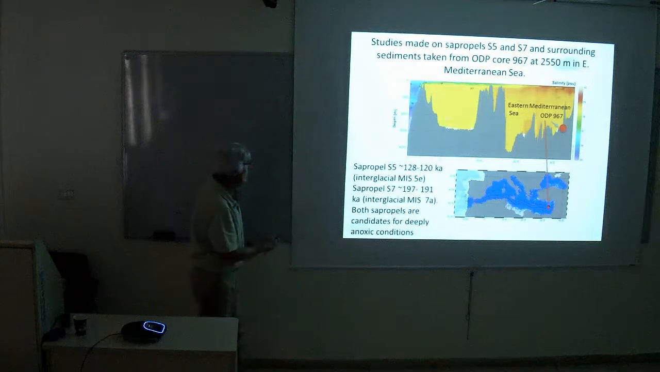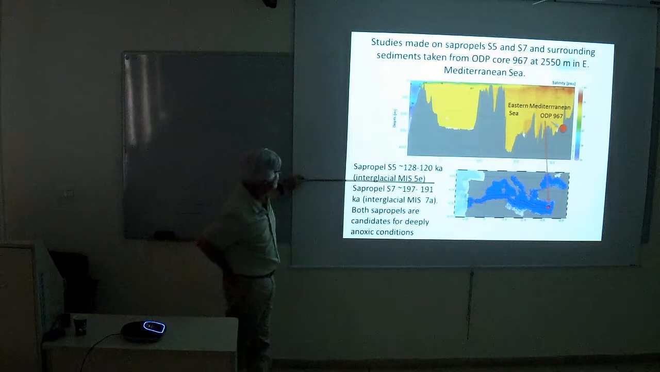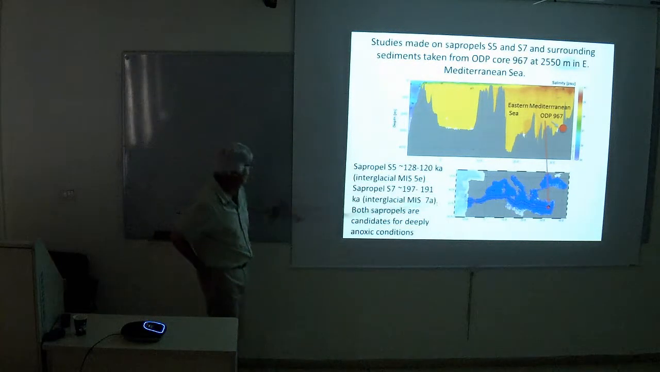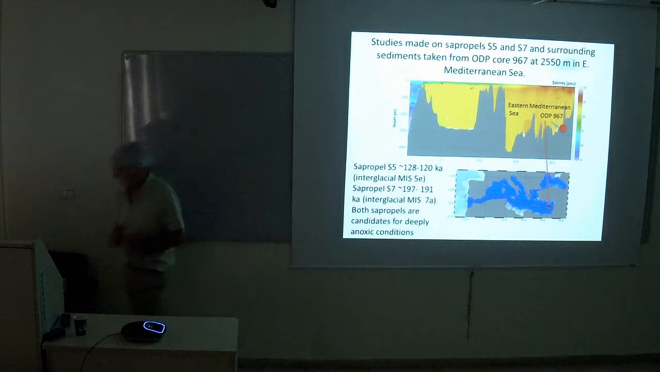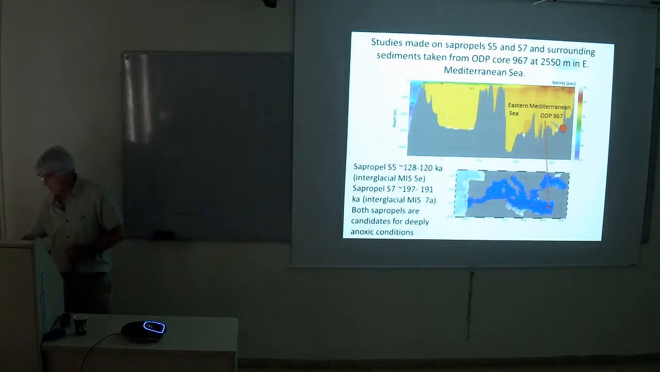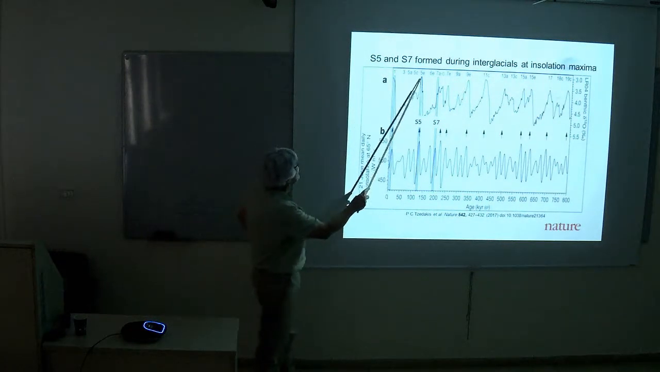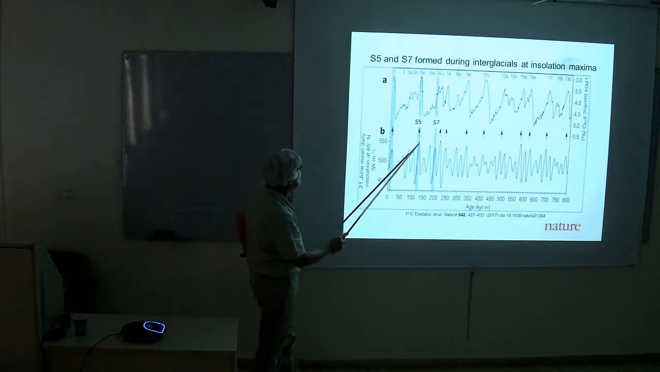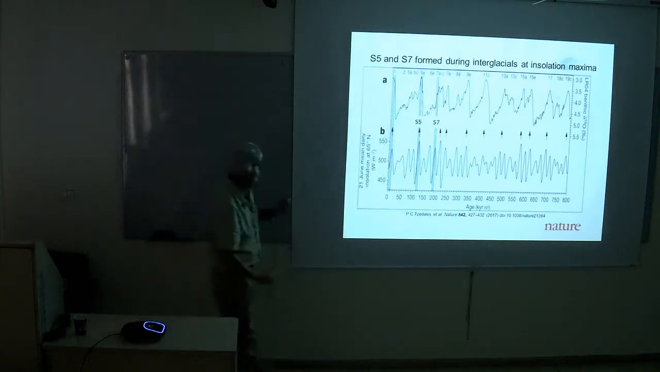The sapropels we studied were S5, from interglacial MIS 5e, and S7, which is from another interglacial. They both formed at times of very high insolation. They should be strong sapropels, and we should see deep anoxic conditions. Here they are. The latest one occurred in the Holocene, then S5 and S7. These are times of very high insolation, and also times of interglacial periods.